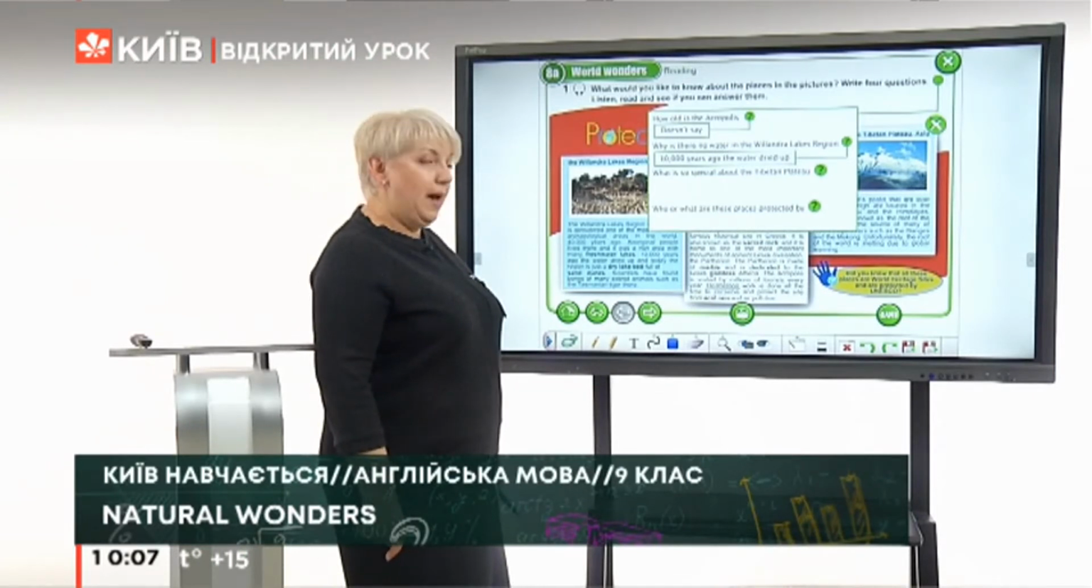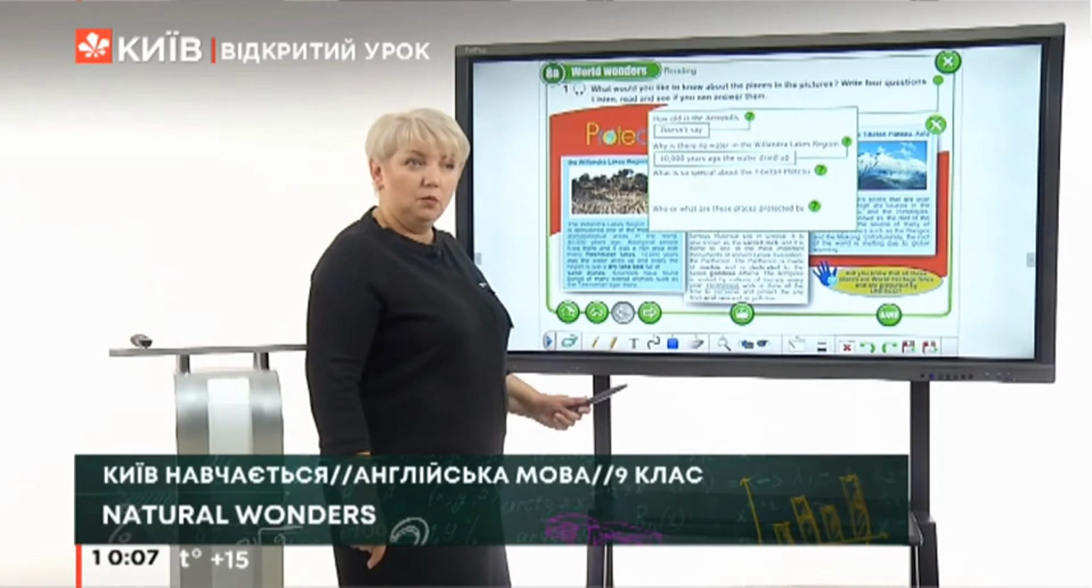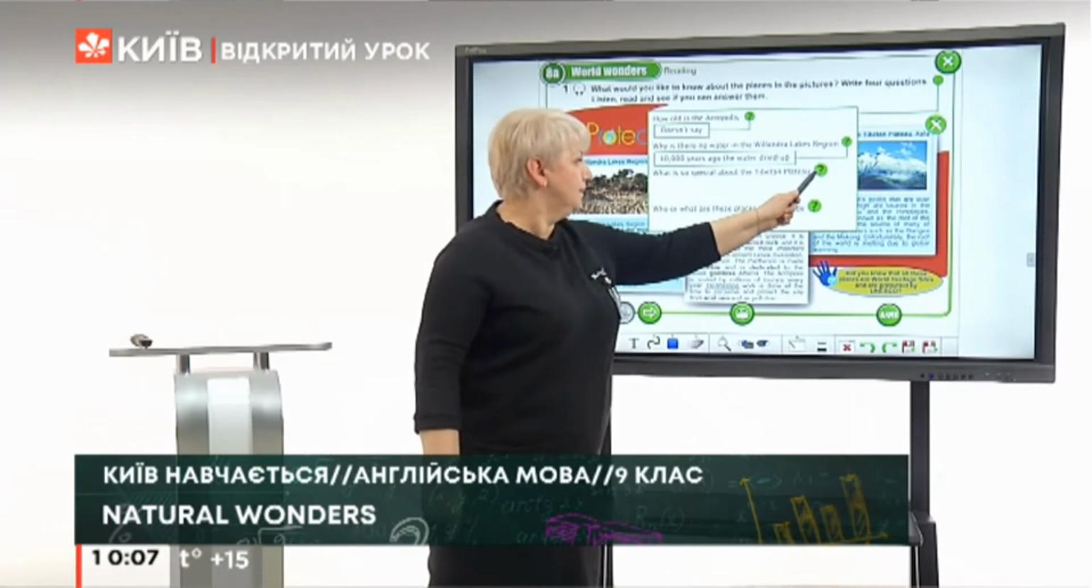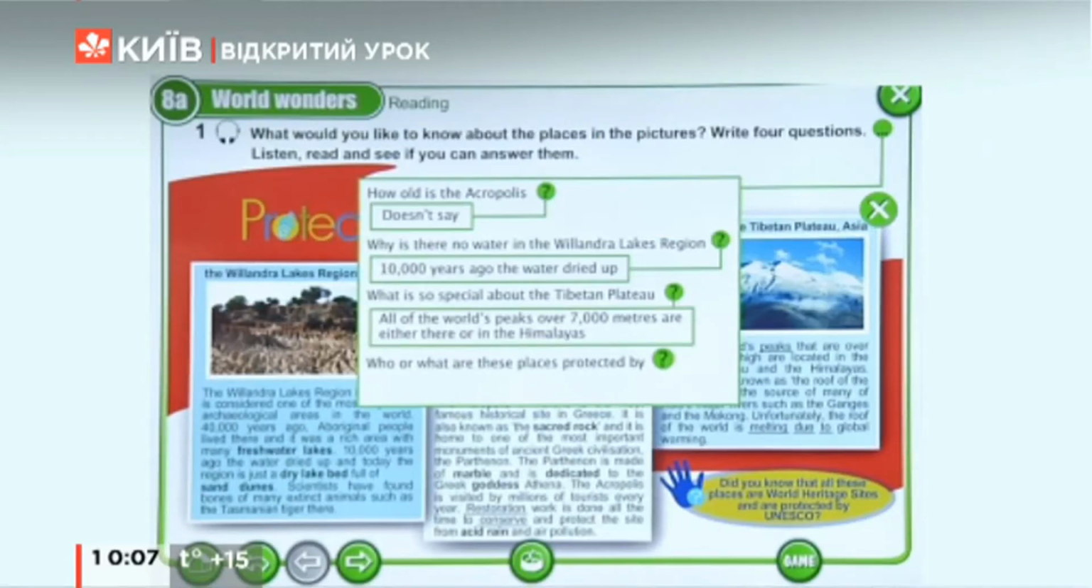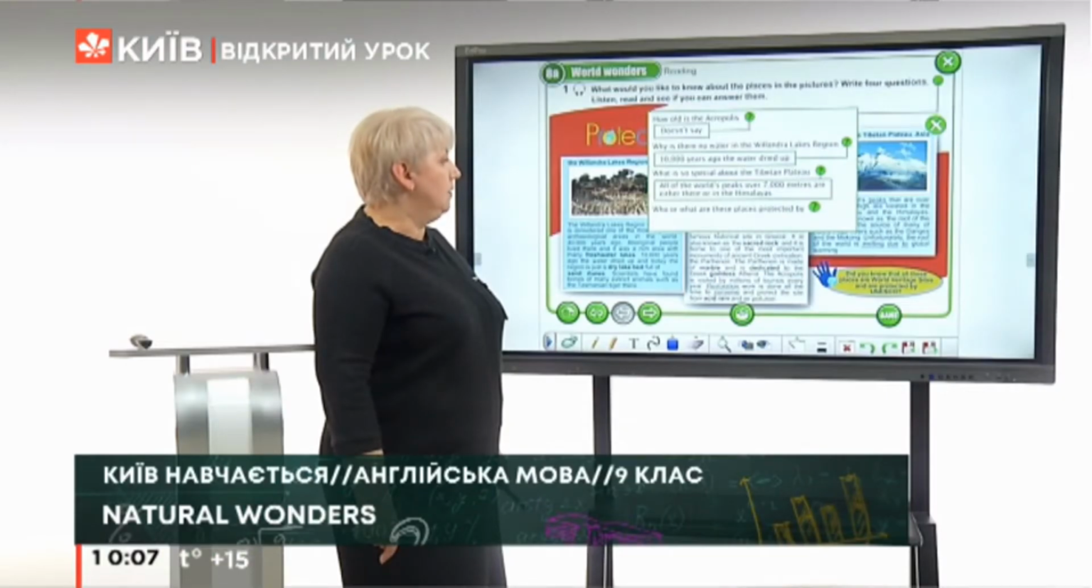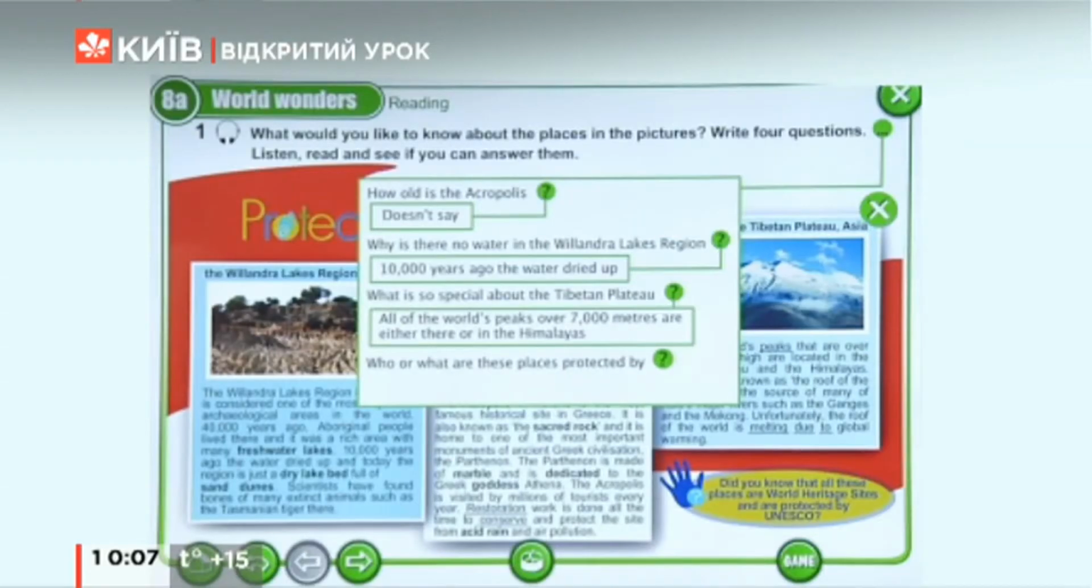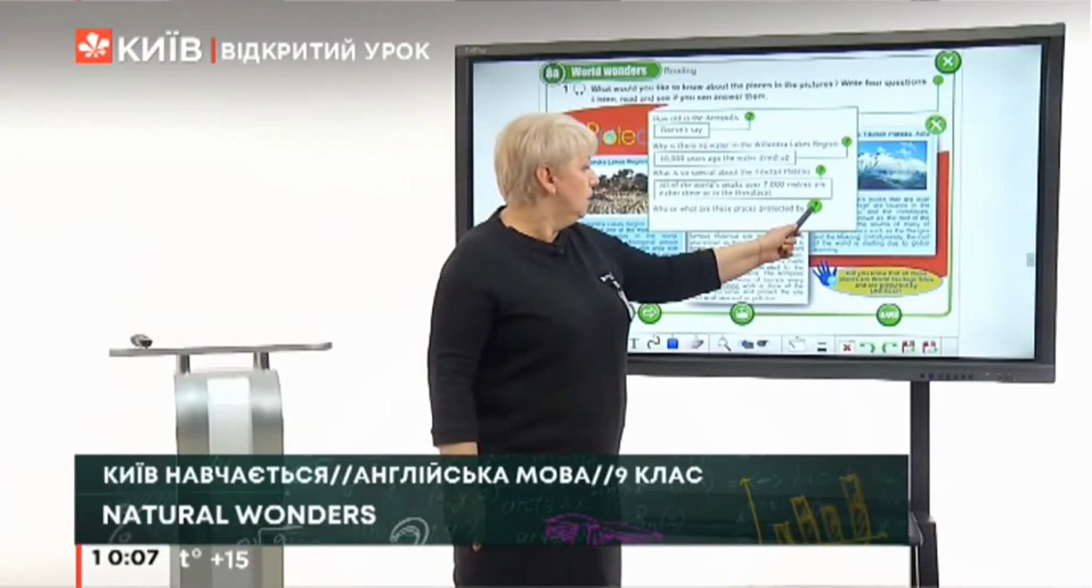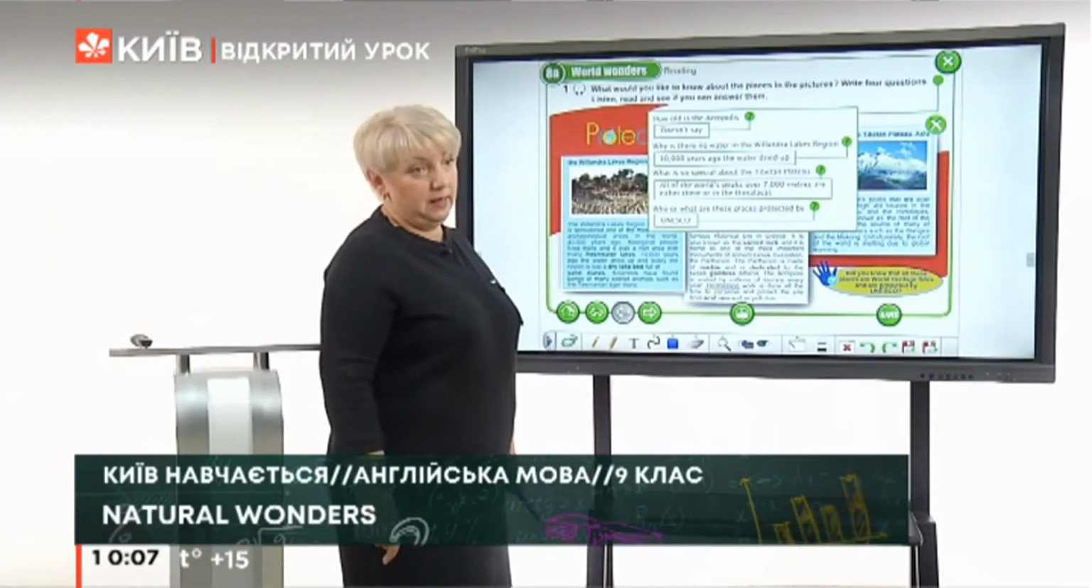The next question. What is so special about the Tibetan Plateau? What is it? All of the world's peaks over 7,000 meters are either there or in the Himalayas. And the last my question. Who or what are these places protected by? Well, you know, it's UNESCO. UNESCO protects all these places.